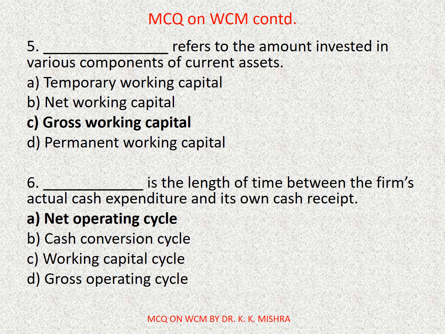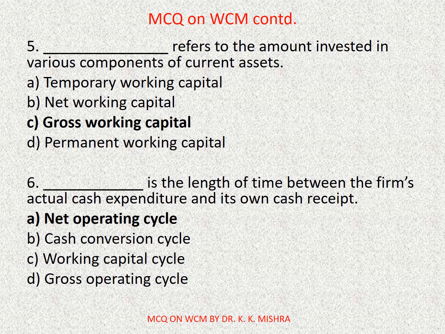Question number 5. Dash refers to the amount invested in various components of current assets. Options are A. Temporary working capital, B. Net working capital, C. Gross working capital, D. Permanent working capital. Correct option is C. Gross working capital.